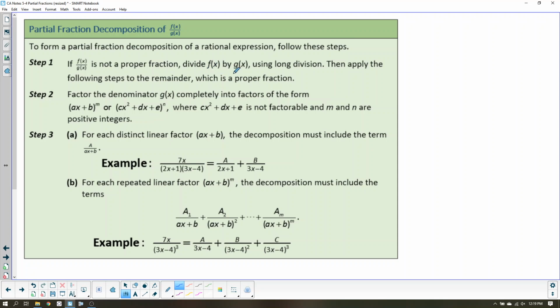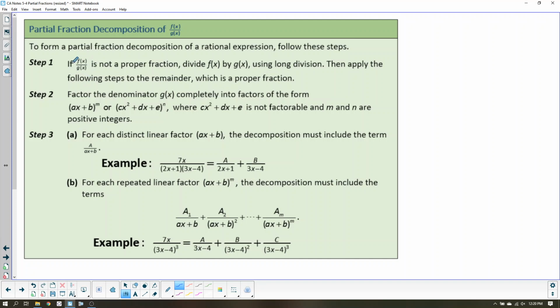So we divide them out, and the division algorithm guarantees that you'll get a quotient, but that the remainder, which is also divided by the divisor, will be a proper fraction. So we'll do that step first if it's necessary. Most of the problems, this won't be necessary. Okay, so once that's done, you take the resulting proper fraction and you factor the denominator.